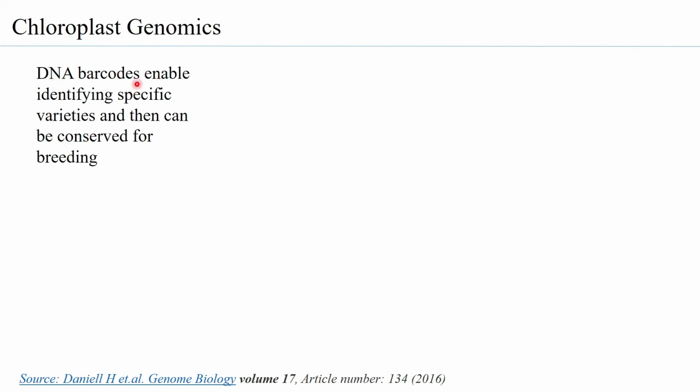DNA barcodes enable identifying specific varieties, which can then be conserved for breeding. What do we mean by DNA barcodes? Well, suppose you have bamboo and there are several varieties of bamboo. Each variety of bamboo may have, within its chloroplast DNA, a sequence very unique to only that variety. So that becomes a barcode. That means that it's an identity for a particular variety.